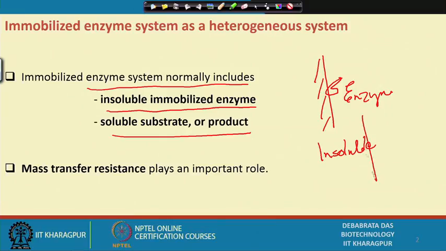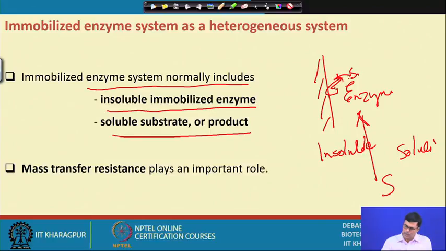Now, when you pass your substrate like this here, and this substrate is soluble, and this substrate comes here, it has to diffuse to the surface of the solid matrix, and then and only then it will interact with the enzyme and product will form. As soon as product is formed, the product has to diffuse out to the bulk. So, that diffusion is one of the important aspects of the heterogeneous system, and that is why we have written that mass transfer resistance plays a very important role in the case of heterogeneous reaction kinetics.